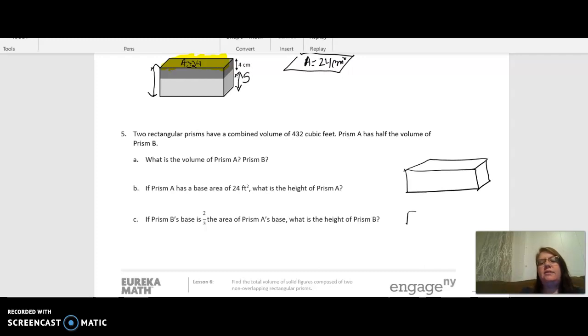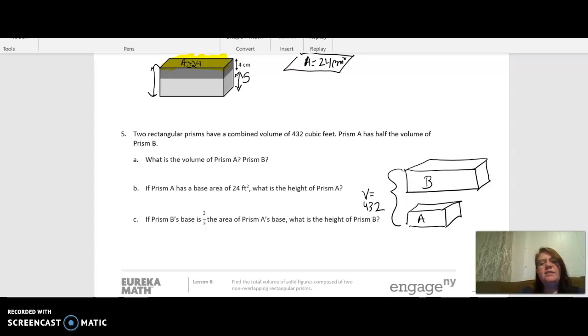And prism A is half the volume of prism B. But together, the volume is 432 cubic feet, okay? So what is the volume of prism A and what is the volume of prism B, okay? I can't just divide by 2 because that would make the volume the same. So I have to figure out how do I decide what the volume is, okay? I'm going to make you think about that before I give you the answer. We'll talk about it tomorrow.